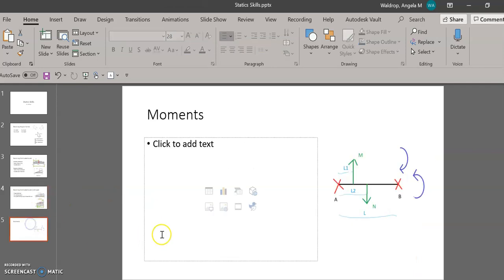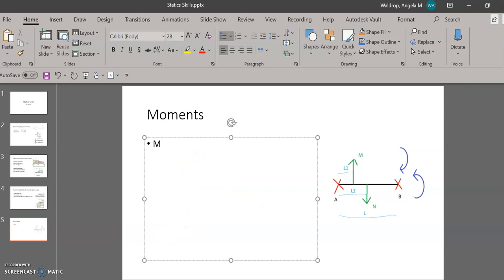Now the last thing that we're going to talk about is moments. Now a moment is going to equal a force times a distance, okay? So you can see that what I have here is this beam right here, beam AB, and I went ahead and put X's here because we're going to take the moment about A or the moment about B. Now what we need to do is figure out what the value of the moment is, and we also need to figure out the signs.